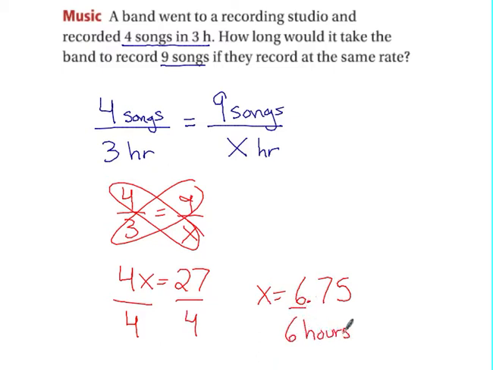Well, if you think about money, that would be 3 out of 4 quarters. So we're talking about 6 hours and then 3 out of 4 parts. So every hour is chunked up into 15 minutes. So if we have 3 of those 15 minutes, it would take 6 hours and 45 minutes. So it took them 6 hours and 45 minutes to make those 9 songs. Okay? Looking good, guys.